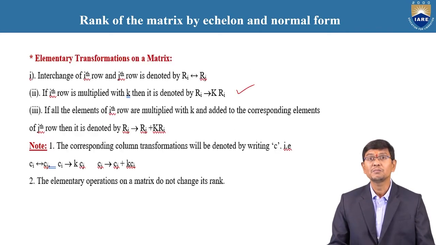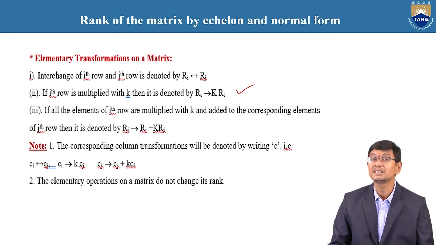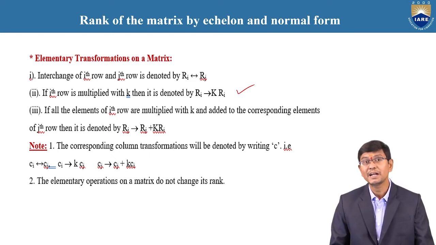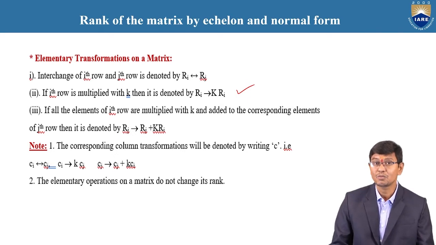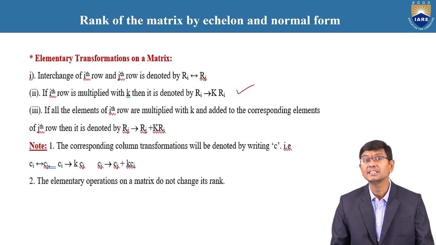Also, one more thing we need to understand here: the elementary operations on a matrix do not change its rank. This is very important to understand. When we apply either the elementary row operations or the elementary column operations on the given matrix, we finally do not get any change in the rank of the matrix.